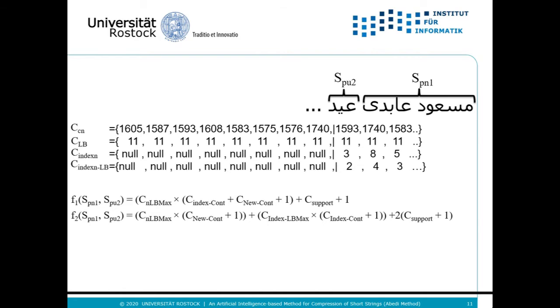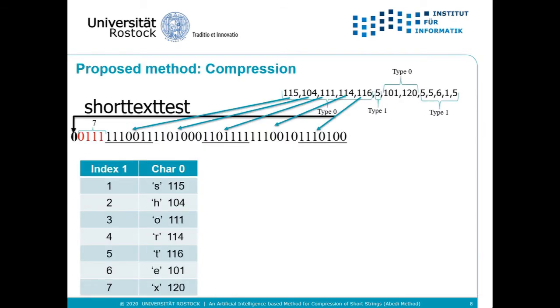then we can find out if separation of these two regions is efficient or not. In the F1 formula, CNLB max is the maximum number in the LB set, which is equal to 11. C index count is the number of indexes of the repetitive characters, which is equal to 3. C new count is the number of new characters, which is equal to 8. And C support is a variable that depends on the language. Here in this example, as we are using a Unicode string, it's equal to 5. But if you remember, in the earlier example, as we were using ASCII, C support was equal to 4.